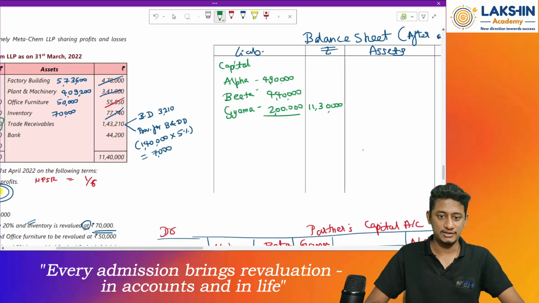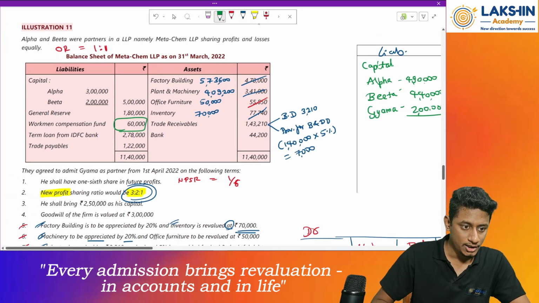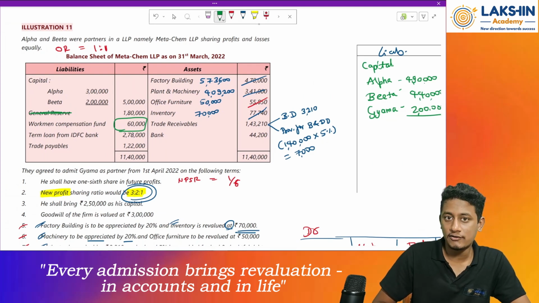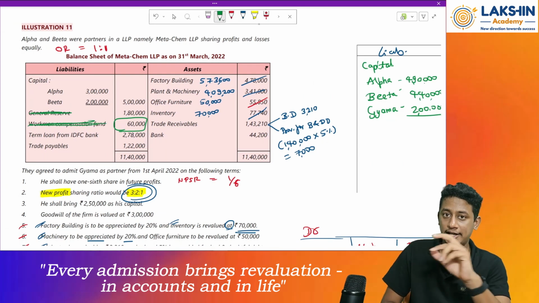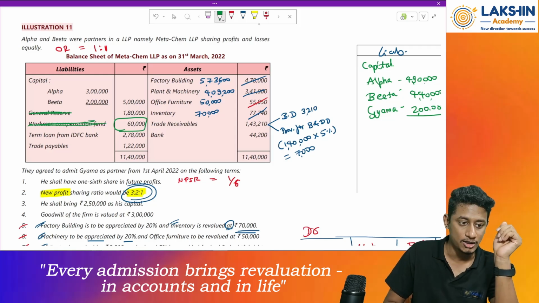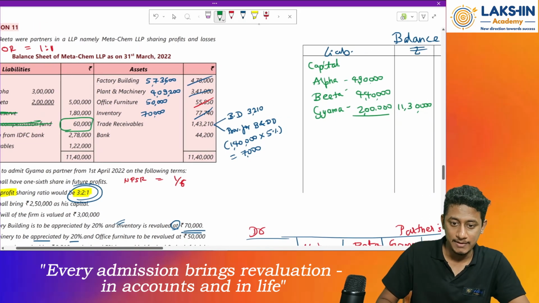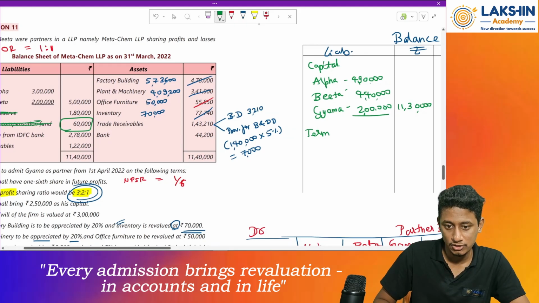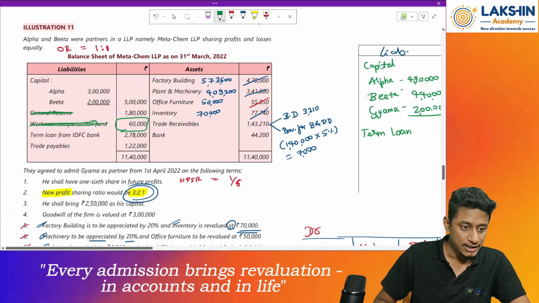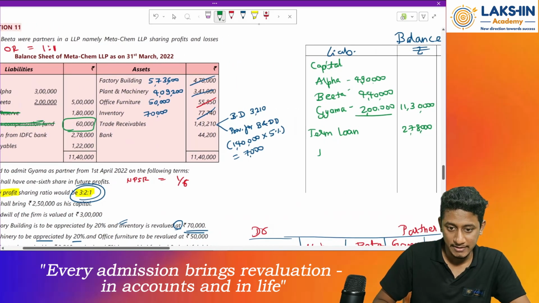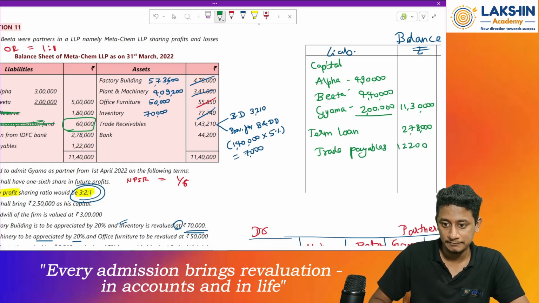Okay, then after this, general reserve was cancelled off, right, by transferring it to the capital account. Then again, same goes for workmen compensation fund. It was also transferred to the capital account. Then term loan from IDFC Bank. No differences was made. Term loan rupees 2,78,000. Then trade payables, there was no changes, so it remains the same. Trade payables rupees 1,22,000.